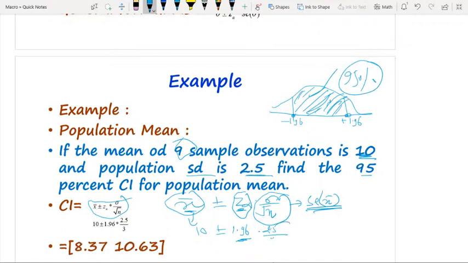So if we calculate this, the confidence interval comes to be 8.37 to 10.63. So we should read this as the population mean is expected to lie in the range of 8.37 to 10.63 with 95% confidence. Or we can say that we are 95% confident that the population mean lies in the range of 8.37 to 10.63.